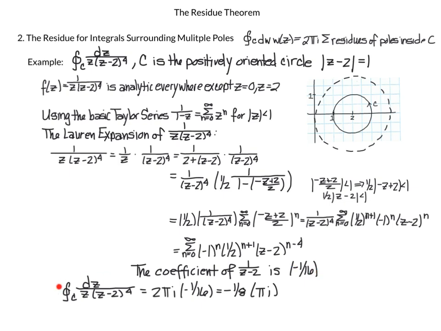So my integral is now going to be equal to 2 pi i times minus 1 over 16, which is minus 1/8 pi i. Last, I should mention we don't have to worry about the pole z equals 0 because it is outside of our contour.